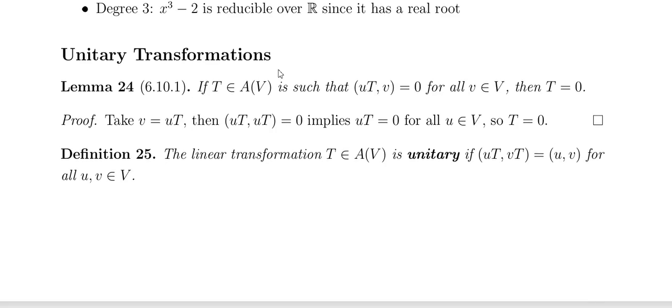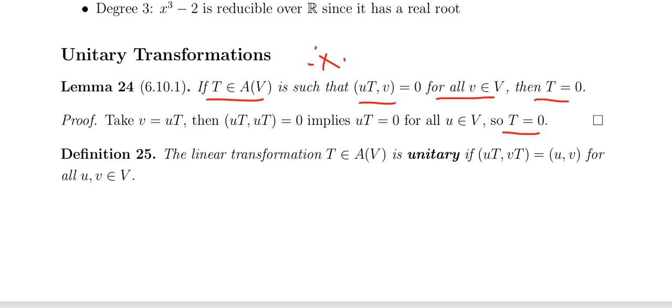The next very important topic is the unitary transformation. If T belongs to A of V is such that (uT, v) equals 0 for all v belongs to V, then T equals 0. That is very important. So when you take v equal to uT, (uT, uT) equals 0, which implies uT equals 0 for all u belongs to V, so T equals 0. This is the simple proof.